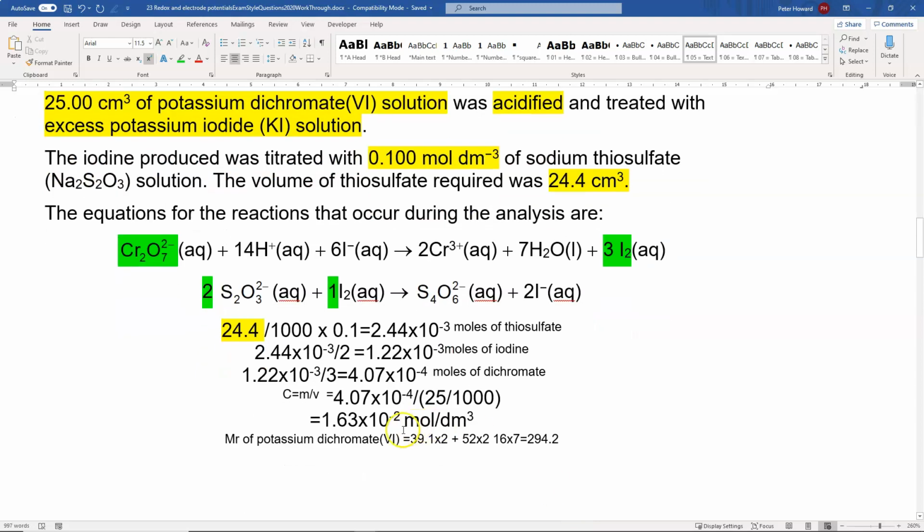So if we think about it in terms of standard units, this would be equal to grams per mole. And this means if we take a concentration in moles per decimeter cubed, that would mean we have that many moles per decimeter cubed. And if we had 1 mole, it would have a mass of 294.2. Instead, we've only got 1.63 times 10 to the minus 2, so we're going to multiply these two numbers together to give our final answer, times 294.2, giving us a final answer of 4.79.